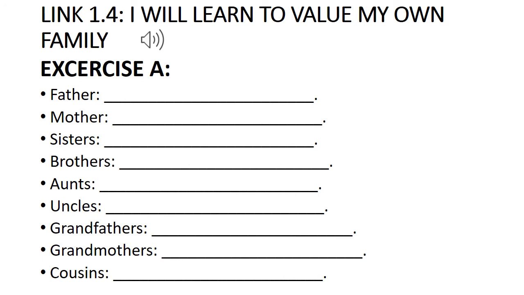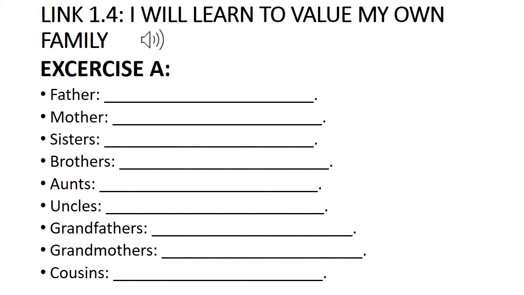Link 1.4, values. I will learn to value my own family. Exercise A. Circle the people you have in your family. Write their names if you know them. Now here we have given some names of the members of the family. For example, father, mother, sisters, brothers, aunts, uncles, grandfathers, grandmothers, and cousins. Now, first of all, you have to circle the members that you have in your family. For example, you have your father and your mother, you have your sister, so you have to circle these.